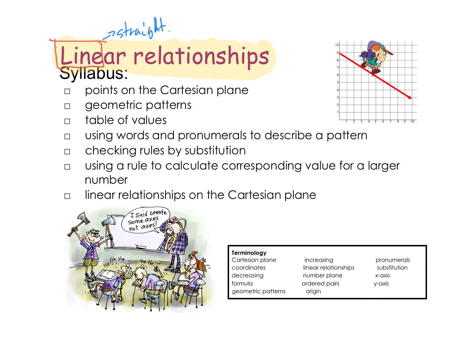Here is the syllabus. You don't need to write this down. You can look it up if you want to. Here's what we have to be able to do. We have to be able to know what points on a Cartesian plane are. Hint, you already know that. We're going to look at some geometric patterns. Geometric means fun to look at. No, it doesn't actually mean that.